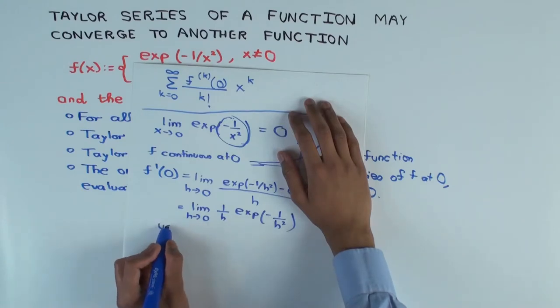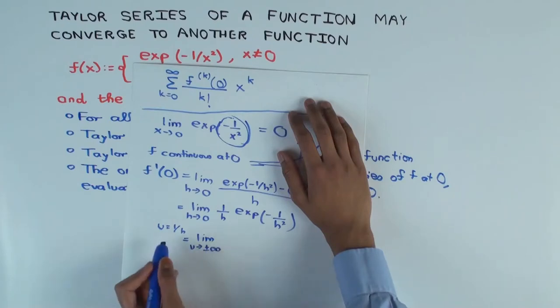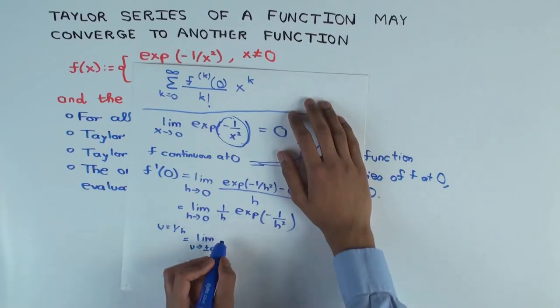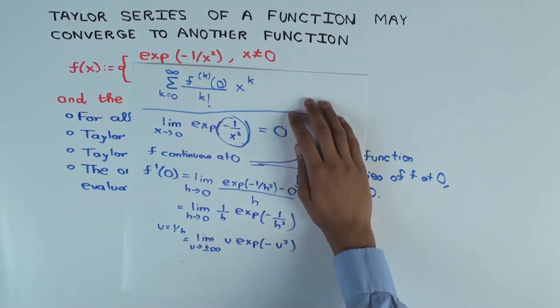Now, if you put u as 1 over h, what do we get? Well, it's the limit as u approaches, it could be plus or minus infinity, depending on whether you're taking the left or right approach to 0. u times the exponential of what? Negative u squared. Okay, good.